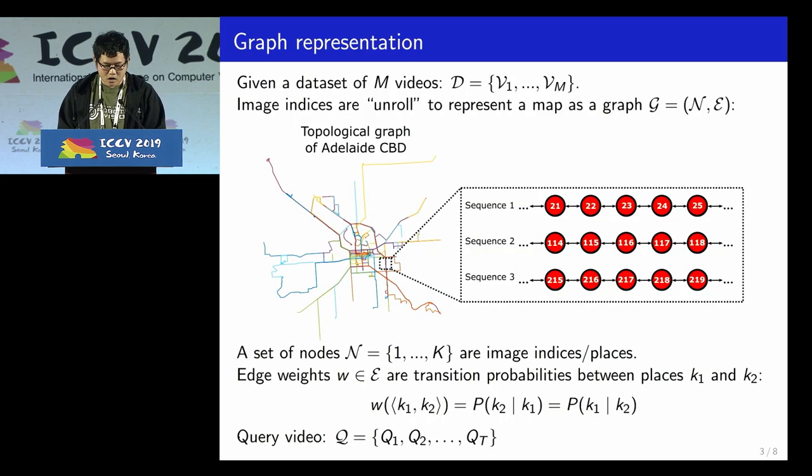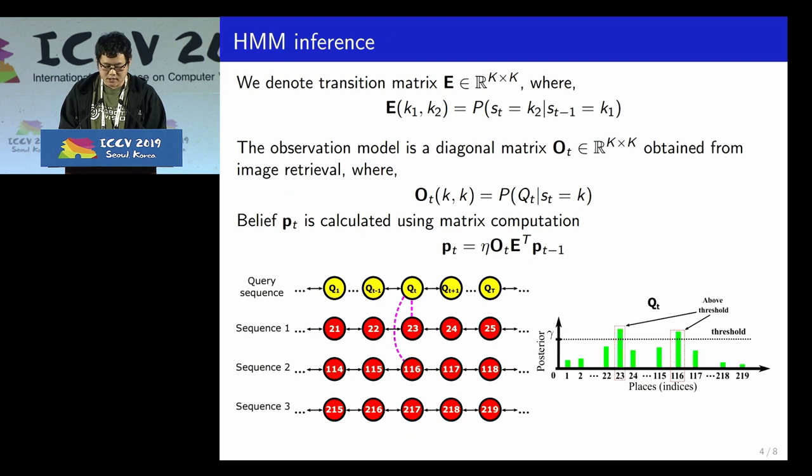Here is a graph representation of Adelaide downtown. Given a dataset of M videos, we represent image indices, all places, as a set of nodes. All nodes are connected to their neighbors. Query video is a set of query frames up to time t. The weights of edges at transition matrix E, the observation model OT, is created from image retrieval. Then the belief BT is calculated using matrix computations. As shown in our example, query QT is mapped to node 23 and 116 because the belief is higher than a threshold.